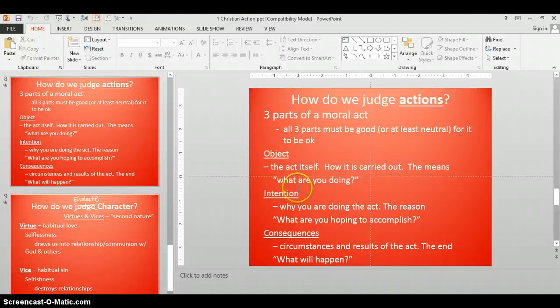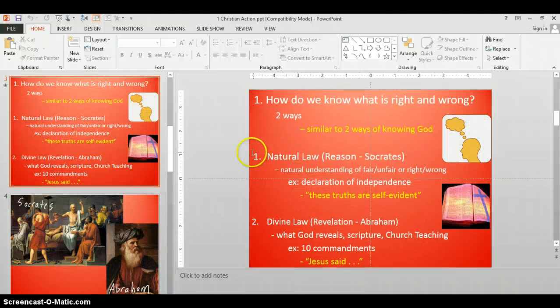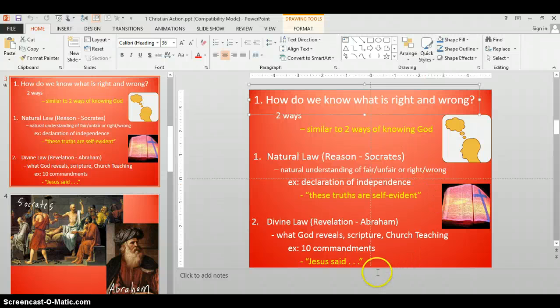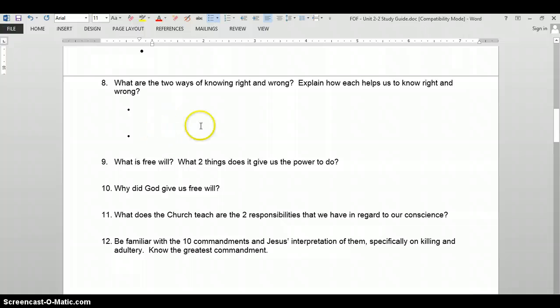2 ways of knowing right and wrong are also in notes 1. That's natural law, which is our natural understanding of fair and unfair, right and wrong. And the Declaration of Independence that says these truths are self-evident would be an example of that, because it's not saying, oh, God told us. It's saying, oh, these things are evident to us. The evidence is within ourselves. Divine law is the other way, and divine law comes from what God reveals to us, like the 10 Commandments. That would be like, oh, God said don't do this. That's divine law.